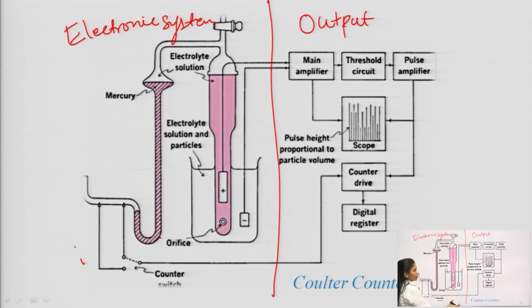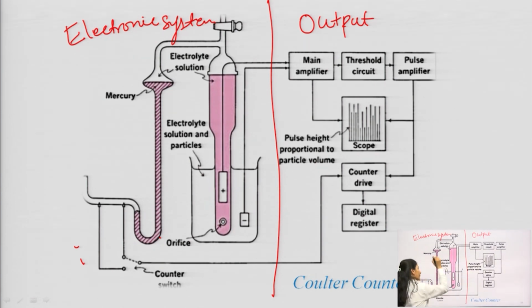अब कैसे ये Coulter काउंटर काम करेगा? इस सिस्टम का कुछ काम नहीं है, इस आउटपुट सिस्टम का काम क्या है? Just to convert the analog signal into the digital form, so we can easily read out, easily decode the data. So this is the whole assembly of Coulter counter.